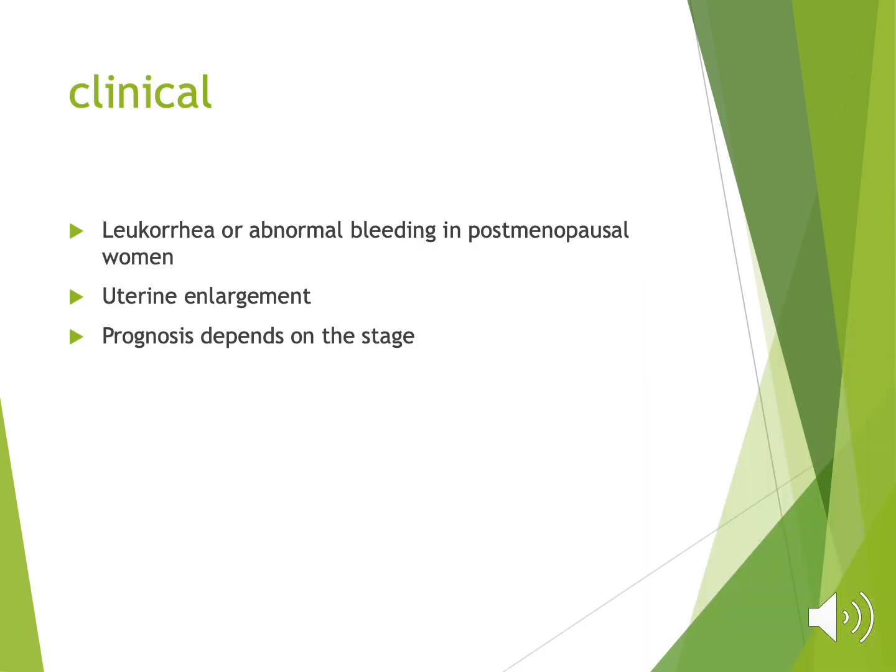Positivity is indicated by these dark brown nuclei. Notice that the stroma in between these nuclei is actually negative, implying that the malignant cells are positive for p53, which is diagnostic for serous carcinoma. Clinically, patients present with abnormal vaginal discharge, abnormal bleeding, or uterine enlargement. And as with most tumors in the female genital tract, stage is the most important prognostic factor.